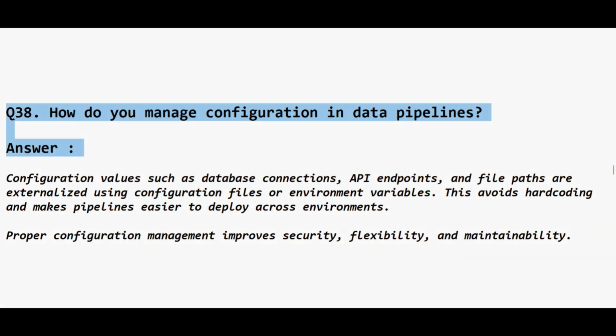Question 38. How do you manage configuration in data pipelines? Answer. Configuration values such as database connections, API endpoints, and file paths are externalized using configuration files or environment variables.